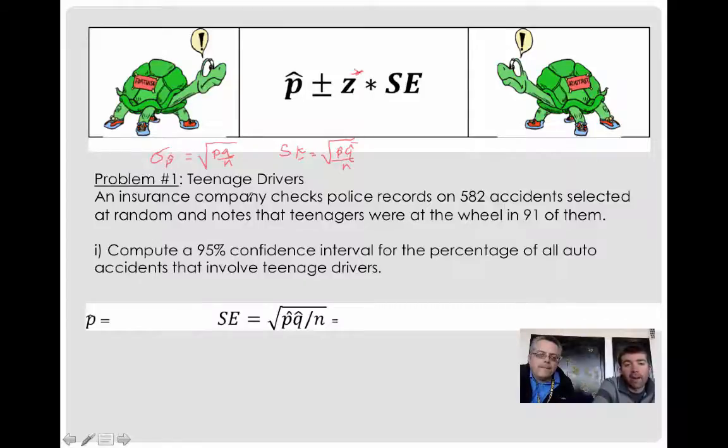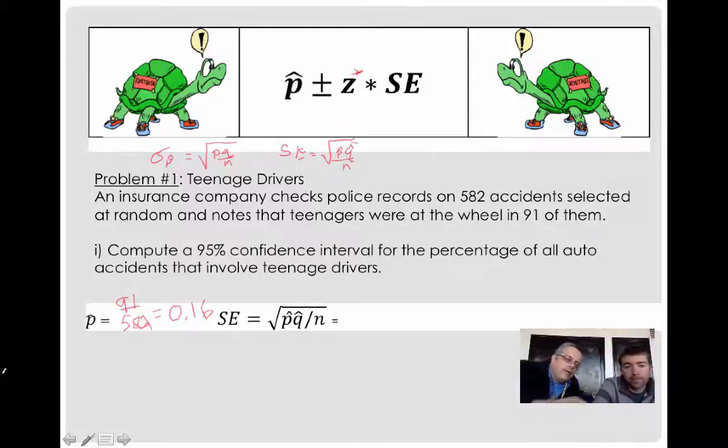Okay, here it is. We have teenage drivers, just like all of you. An insurance company checks police records on 582 accidents and notes that teenagers were at the wheel 91 times. We want to compute a 95% confidence interval for the percentage of all auto accidents in the country that involve teenage drivers. So first we need to figure out what our p hat is. That would be 91 out of 582, which is 0.16. So our sampling proportion is 16%.